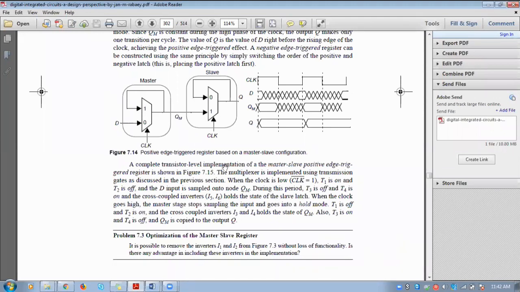So the working of this particular design is, when I am applying a logic 0 initially in order to activate the master, when I'm applying logic 0 clock, your multiplexer is going to sample the D value, the first D value will come in.